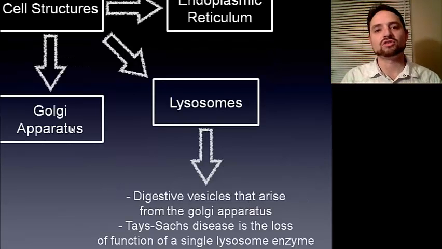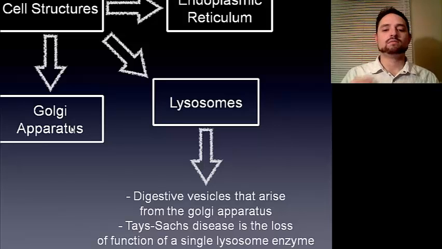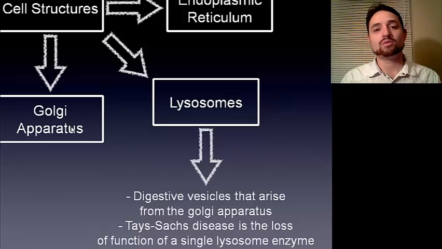The next type of cell structure is the lysosome. Lysosomes are kind of like the garbage men of the cell. They have their digestive vesicles that arise from the Golgi apparatus, and then they go around the cell looking for anything in the cell that needs to be broken down, and they engulf it, break it down, and then get rid of the byproducts.